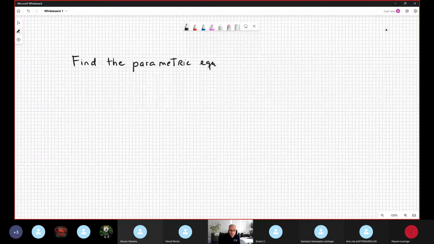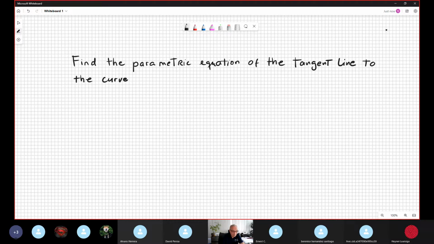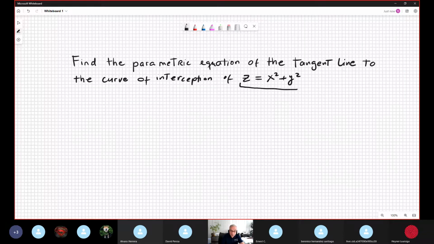Parametric equation of the tangent line to the curve of intersection of one surface, z equal x squared plus y squared. Let me know what is the name of this surface.